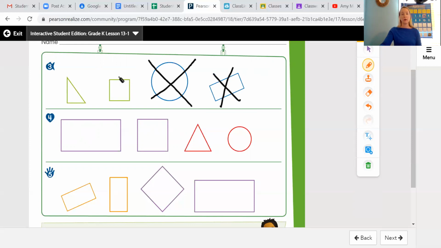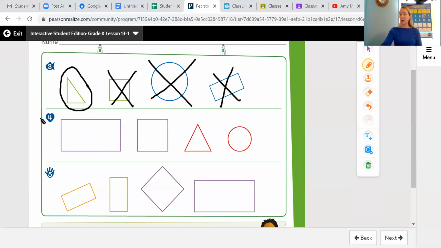Let's look at this square right here. Let's count its sides. 1, 2, 3, 4. Does the square have 4 sides? It sure does. So we're going to cross it out because we're looking for a shape that is not round and has less than 4 sides. Oh, what about this triangle? Let's count the sides. 1, 2, 3. Is 3 less than 4? It sure is. So our winner is the triangle. The triangle is not round and has less than 4 sides. Good job. Number 4, let's listen to our 2 clues.